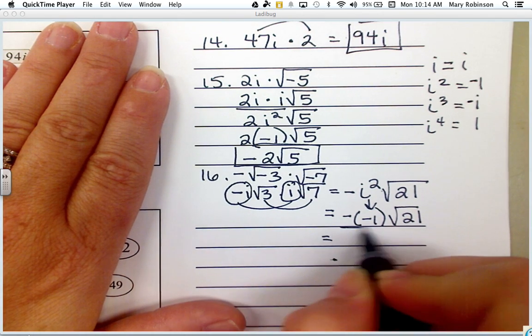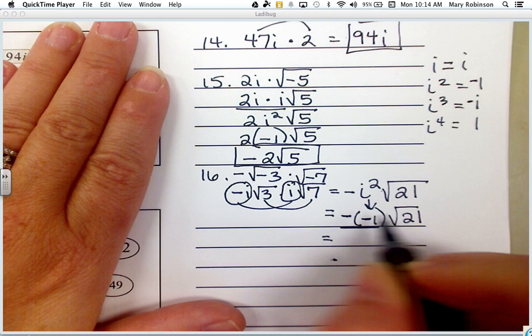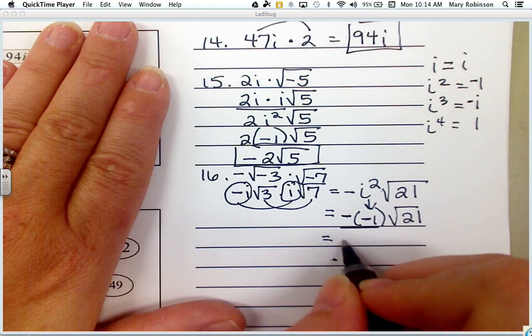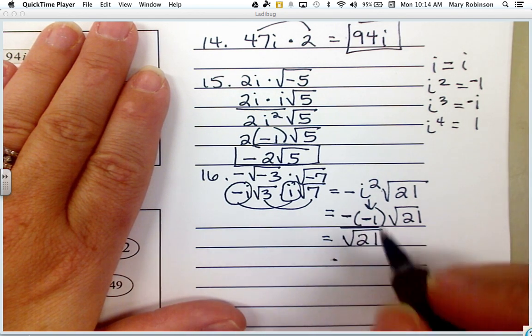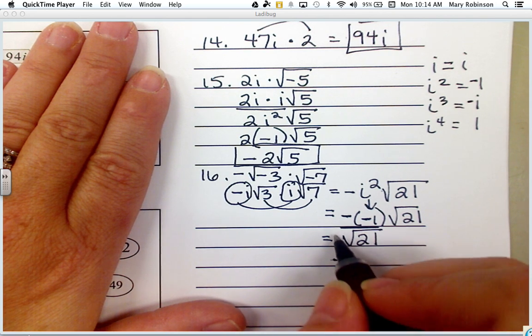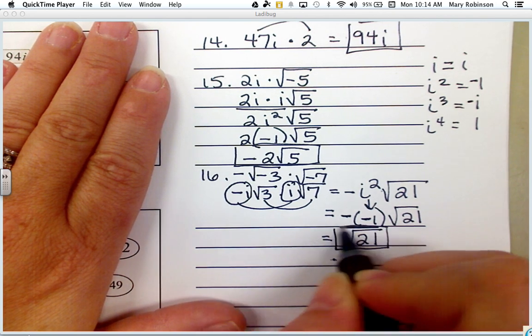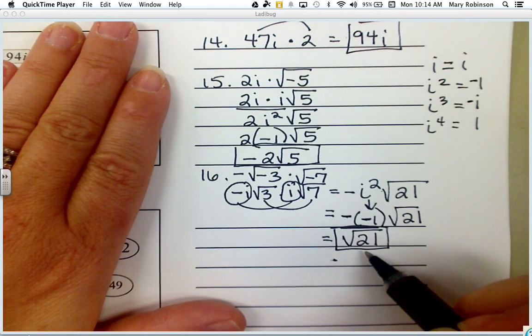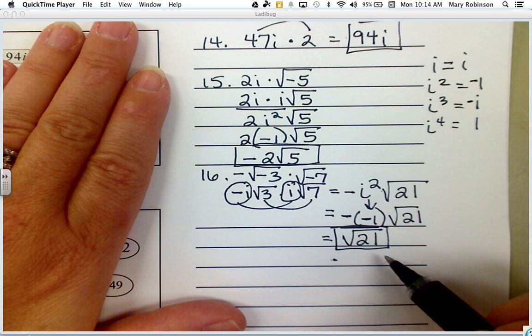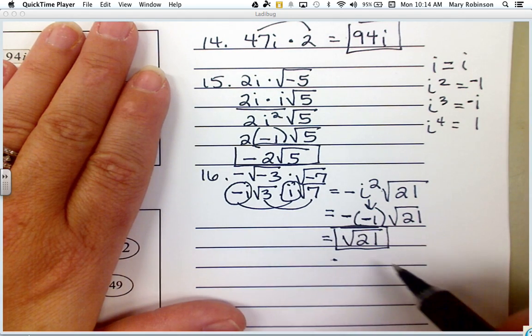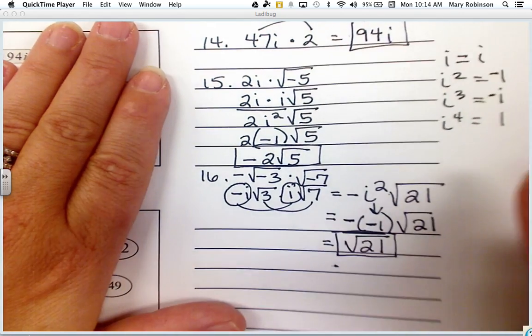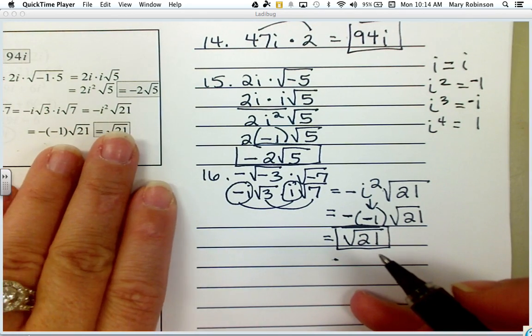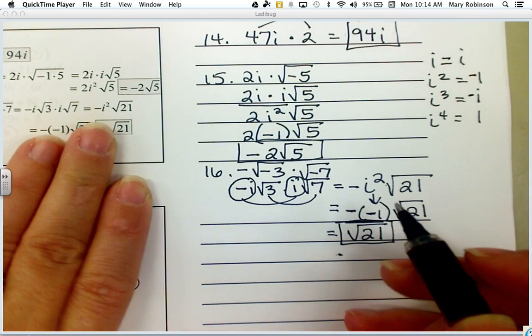You can see now that we have two negatives, a negative times a negative, which actually makes us a positive 1 square root of 21. So I'm not going to put a plus 1 out there, it's understood. But my answer would be the square root of 21. Now remember that if you can simplify, if you can break down 21 into factors where you can find a pair of factors, then you should do that. But because 21's factors are 3 and 7, both of which are prime, we will not find pairs of factors.